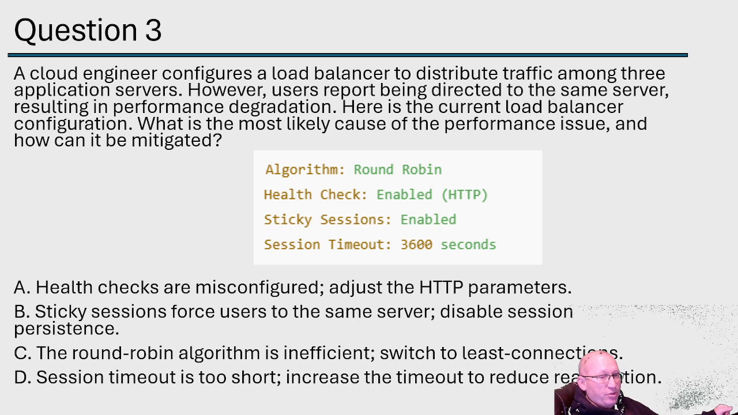B, sticky sessions force users to the same server, disable session persistence. Possible in that one. C, the round robin algorithm is inefficient. Switch to least connections. If we switch to least connections, would it have the same effect? Is the round robin algorithm inefficient in this type of thing? Because we're seeing that the traffic is all going to the same server. Maybe on that one. D, session timeout is too short. Increase the timeout to reduce reallocation. I don't think the session timeout is too short. 3,600 seconds is more than adequate for a session timeout. So I wouldn't suggest that one.